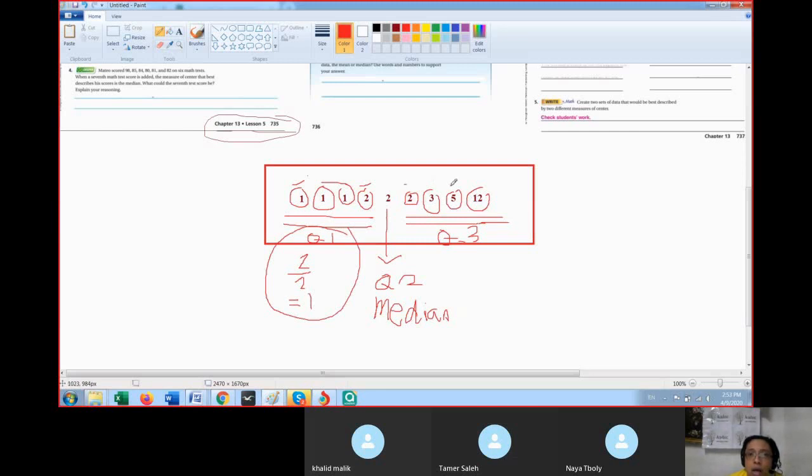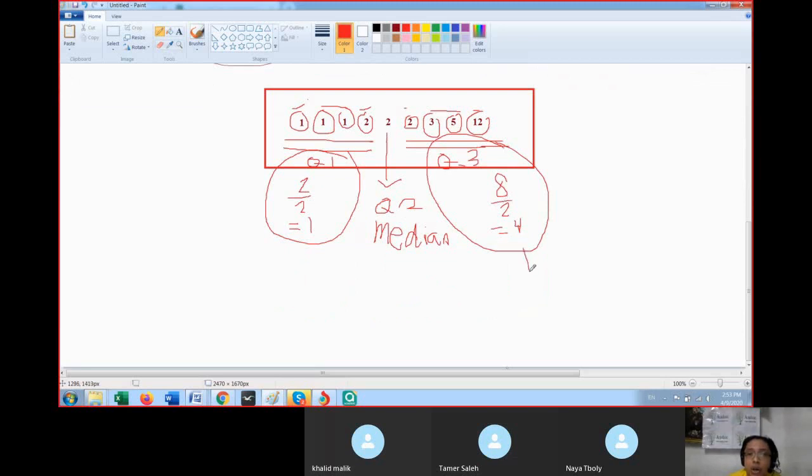Okay, here. 1, 1, 2, 2. So, 3 plus 5. 3 plus 5 is 8. Divided by 2 is? 8 divided by 2 is 4. So, that is your quartile 3. Okay? Interquartile range. Subtract 4 minus 1. And that's what we call the IQR, or interquartile range. Understand?